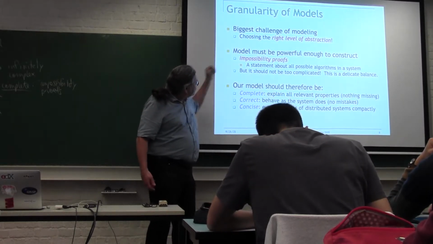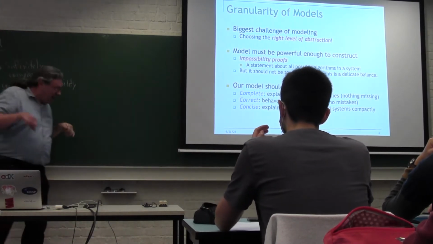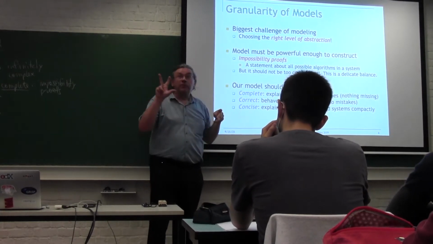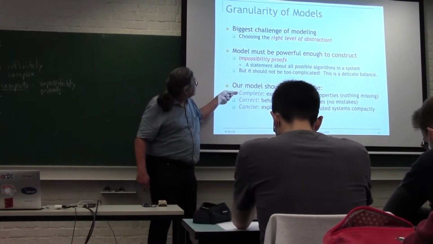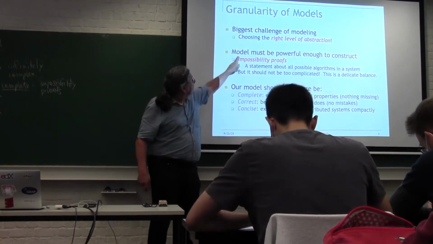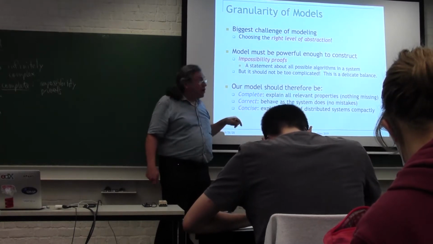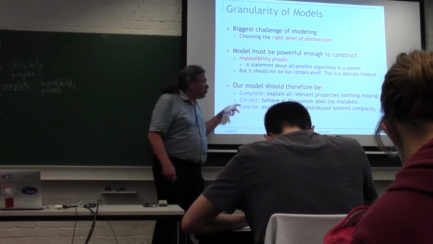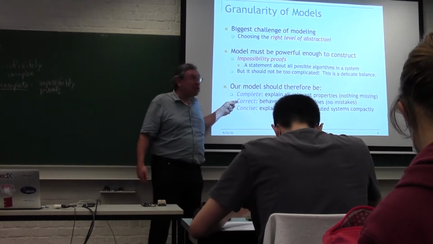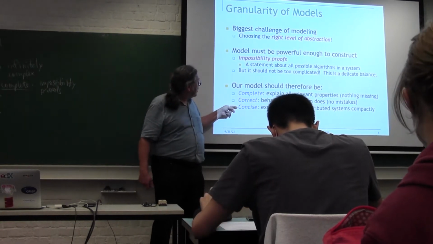But still, you don't want the model to be too complicated or else you spend all your time fighting against the complexity. So there's actually three properties. One is that it has to be powerful enough, and we say it has to be complete, not powerful. The second one is it has to be correct. That means it has to respect reality. It has to do right things and not wrong things, okay? No mistakes. And the third thing, it should not be too complicated, okay?